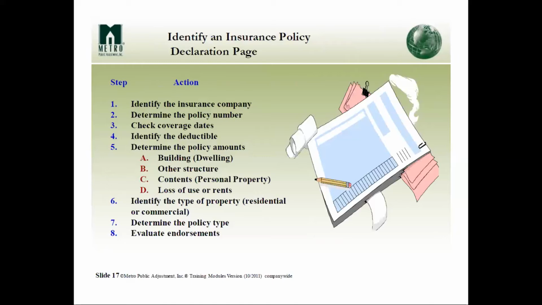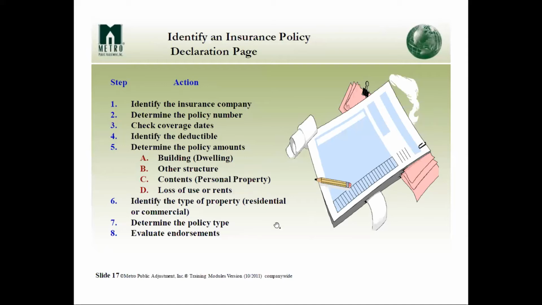They may have the first page being a cost page or what's the premium. But if that's the case, then your declarations page may be the 3rd page down. It'll clearly identify itself as a declarations page, and you'll see these 4 items clearly identified: building or dwelling, other structure, contents, sometimes called personal property, and then the loss of use or rents. And that's an important part. We'll talk about that a little bit more later.